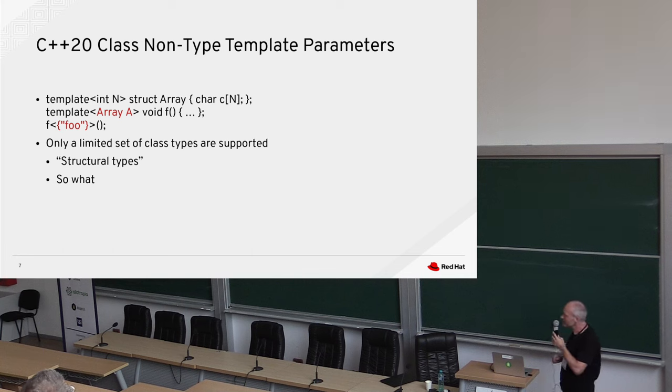And this is what will save our day for our ugly string literals. And we're still kind of restricted with what kinds of classes we can use for these template arguments there. They invented a new kind of class types. They call them structural types, including that they can only have public data members. So we had to make some data members public, but so what? This is not a restriction that hurts us in any way.